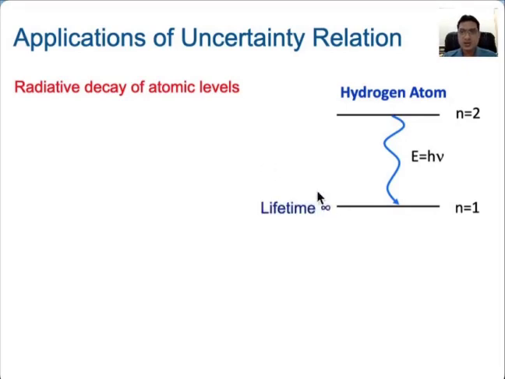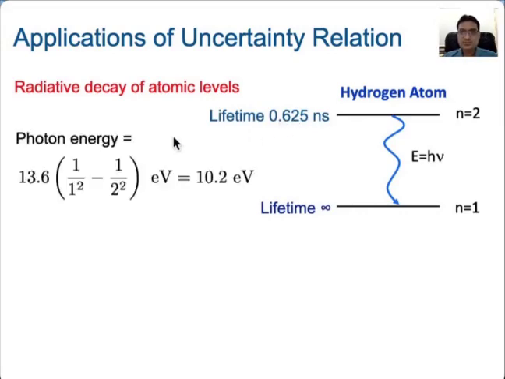Because this is your ground level, it has infinite lifetime, and this is your excited level, so it has a finite lifetime, and this lifetime is 0.625 nanosecond. Do you know what the photon energy is between these two levels? So this is the Rydberg formula I'm going to use. This is your 13.6 times 1 over n1 squared minus 1 over n2 squared. If you substitute all these values, the energy difference between the two levels comes out to be 10.2 eV.